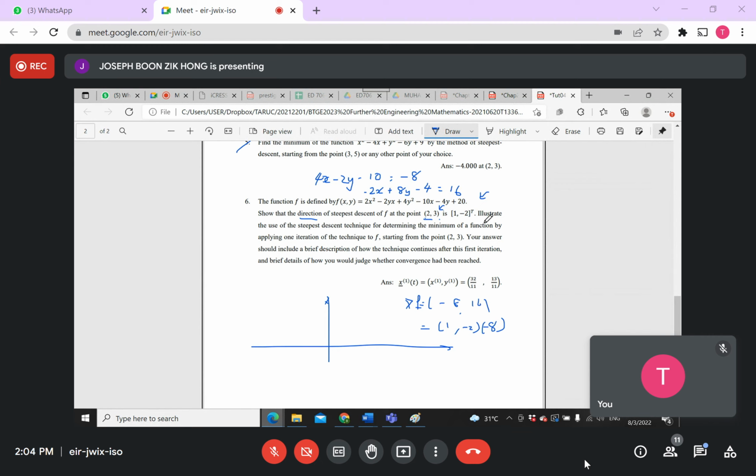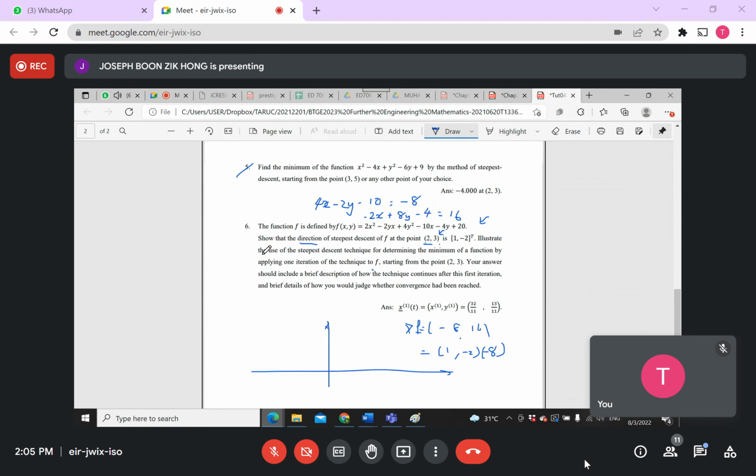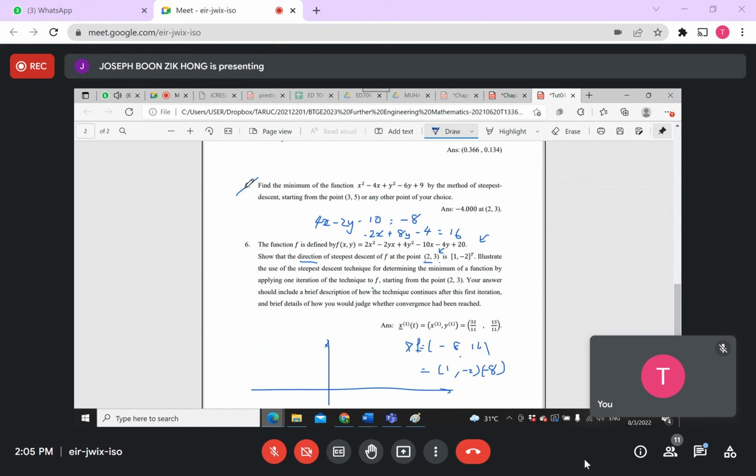Okay, and then illustrate the use of the steepest descent technique for determining the minimum of a function by applying one iteration of the technique. This one just asks you to show how you use the technique in question 5 for number 6. It does not ask you to calculate for one round. Okay, you show them how you're going to calculate.